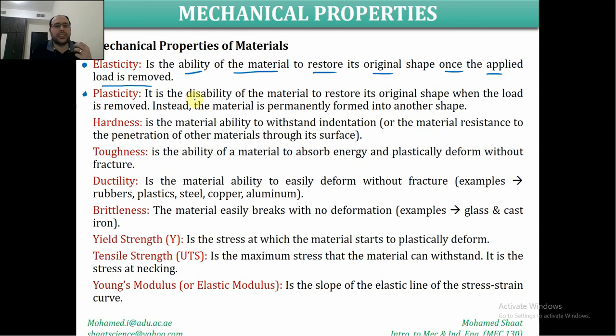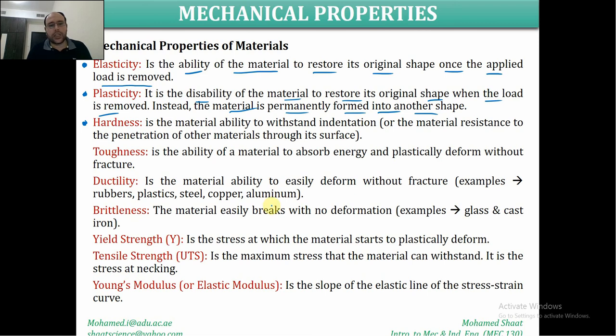Plasticity means the inability of the material to restore its original shape when the load is removed. The material will not be able to restore its original shape and dimensions one more time. Instead, the material will be permanently deformed into another shape, or will have a permanent change in shape, a completely new shape after the removal of the force. We cannot restore the original shape again. This is what plasticity of the material means. Hardness is another of the mechanical properties.